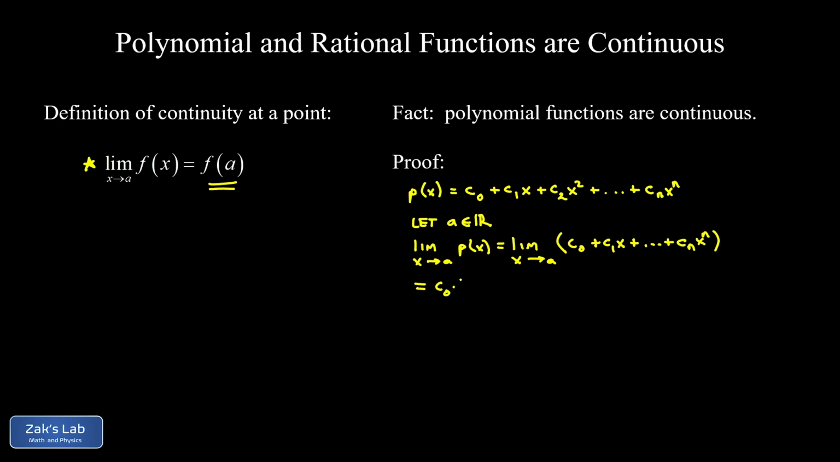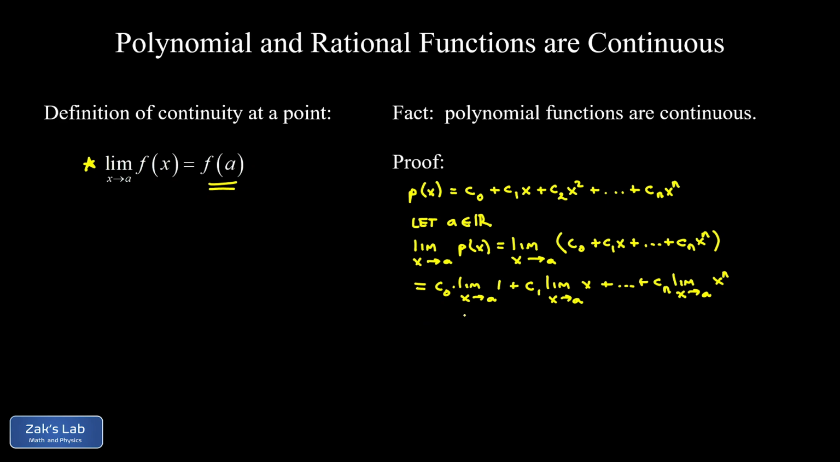So I'm going to write it as c0 times the limit as x goes to a of 1. Here we're trying to express this linear combination of limits. So the second term is c1 times the limit as x goes to a of x. And we follow the pattern all the way to the nth term where I have a cn times the limit as x goes to a of x to the n.